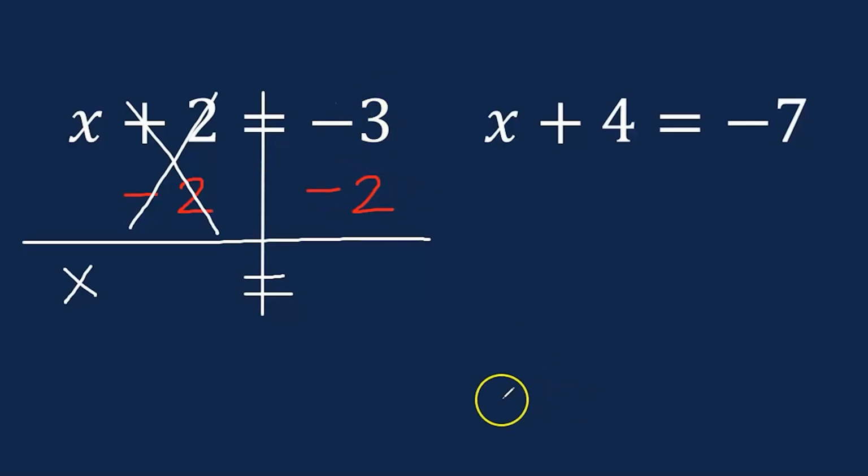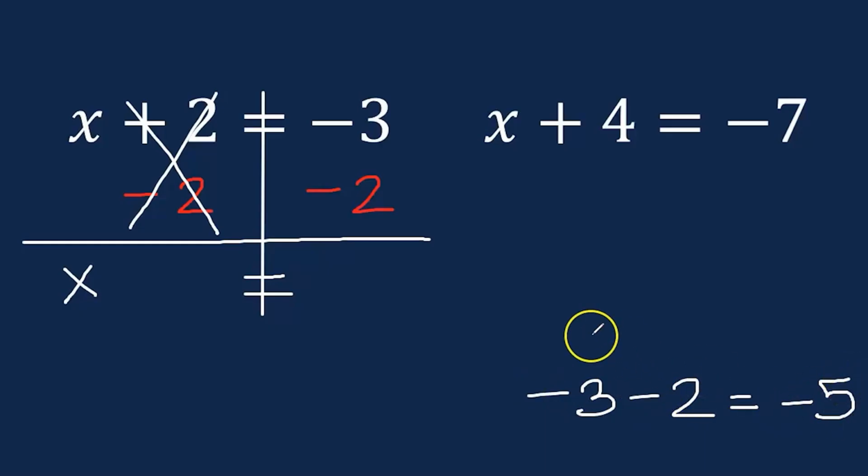So this is a new situation, right? Negative 3 minus 2. Remember that when we have two numbers that are both negative, we add them up to make negative 5. If this was a positive 3 plus 2, we would add them up to make positive 5. Positive 3 plus 2, positive 5. Negative 3 minus 2, negative 5.